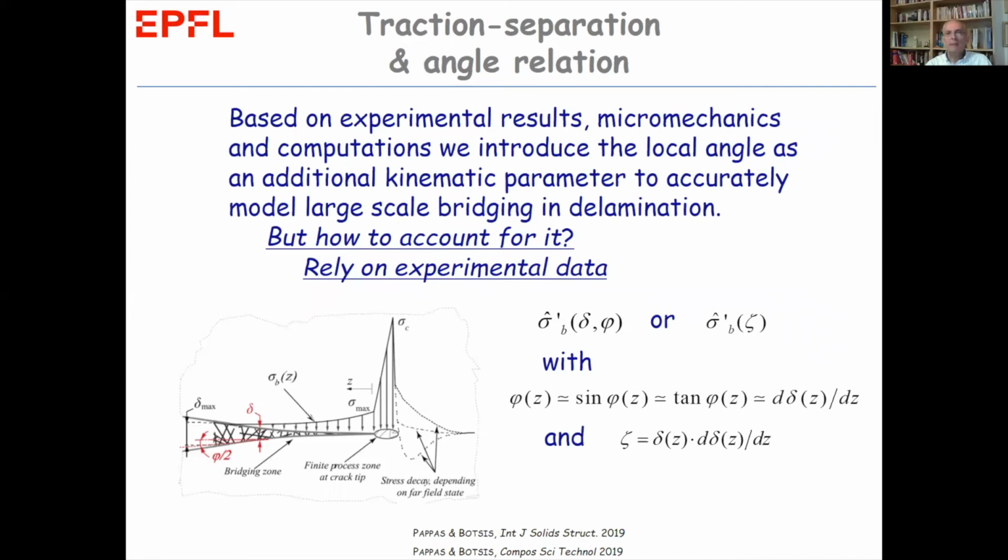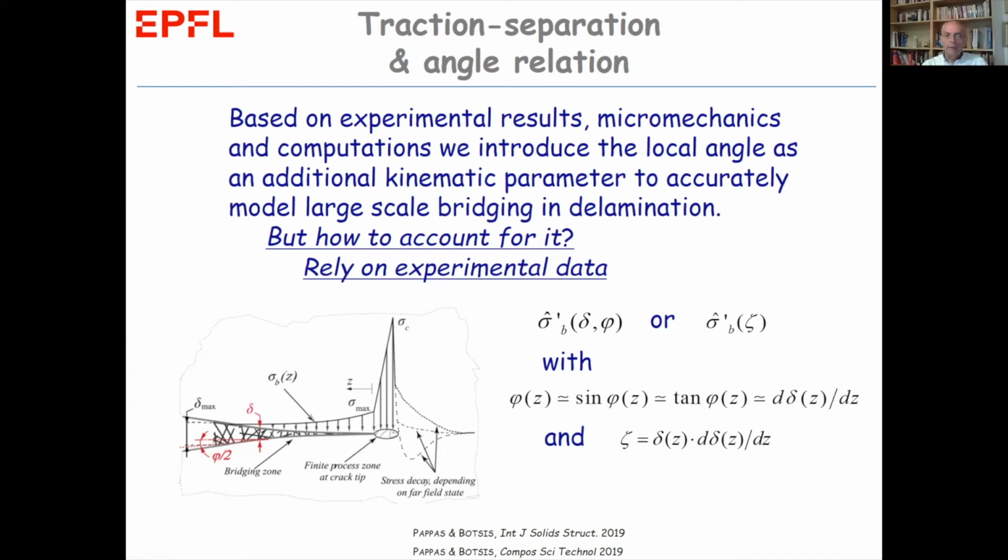Based on the experimental results in micromechanics and computations, we introduce the local angle as an additional kinematic parameter to accurately model large-scale bridging. That's really what we postulate and see how we can do this. But again, how to account for it quantitatively? Now, we have not much of a choice but to rely on experimental data. So sigma now will be expressed in terms of delta and phi, the delta and its first derivative. And for that, I will introduce a parameter zeta, which is given by the product of crack opening and this derivative, again, back on the same schema.